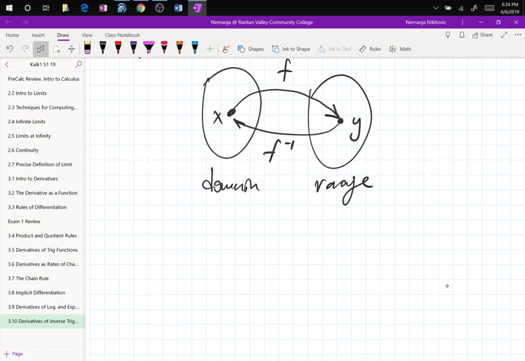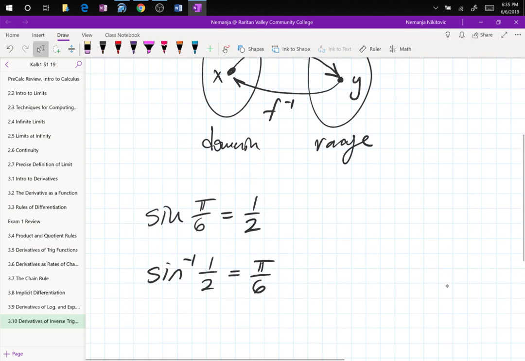I'm going to jump now into trigonometry, because these are trigonometric functions. Not every inverse is a function, exactly. We'll see that now. Let's say sine of pi over 6 is 1/2. Sine of 30 degrees, or pi over 6 radians, is equal to 1/2. Now, the inverse sine of 1/2 is pi over 6.